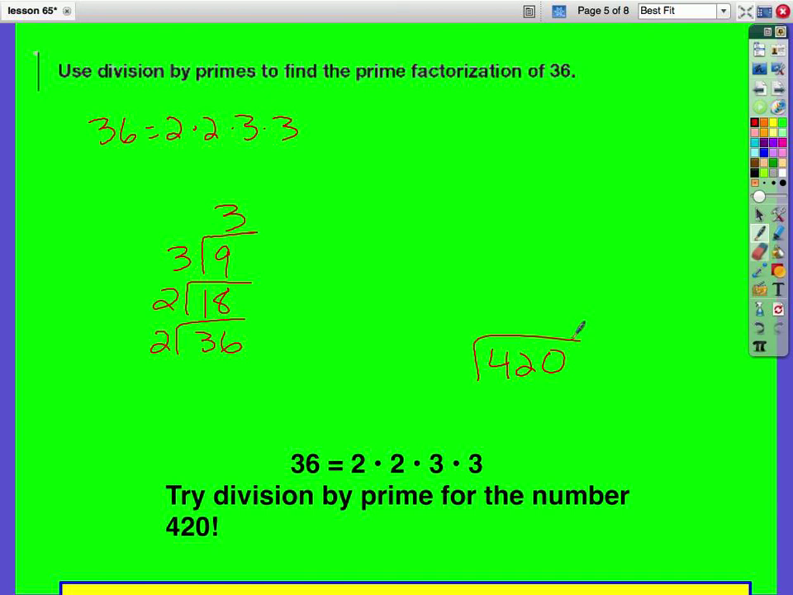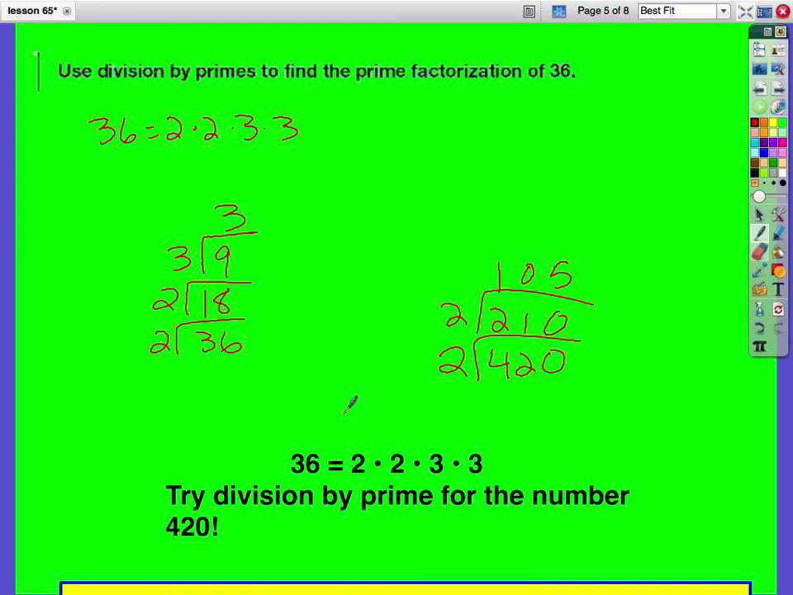Okay, so I know 2 goes into 420 because it's even. It goes in here 2 times, here 1 time, here 0 times. Still even, so I'm going to use 2. 2 goes in there once. 2 goes into 10 five times.